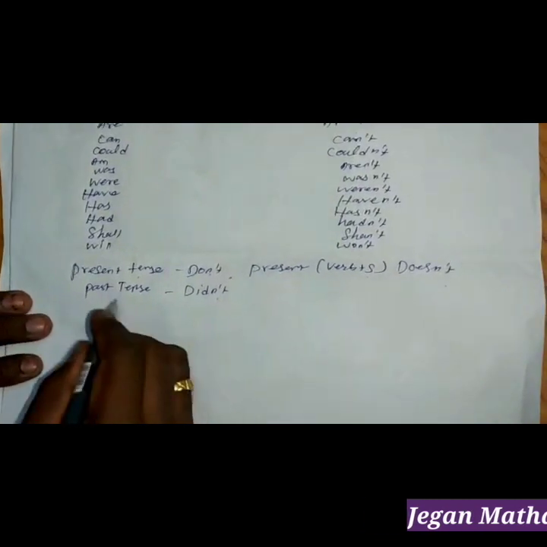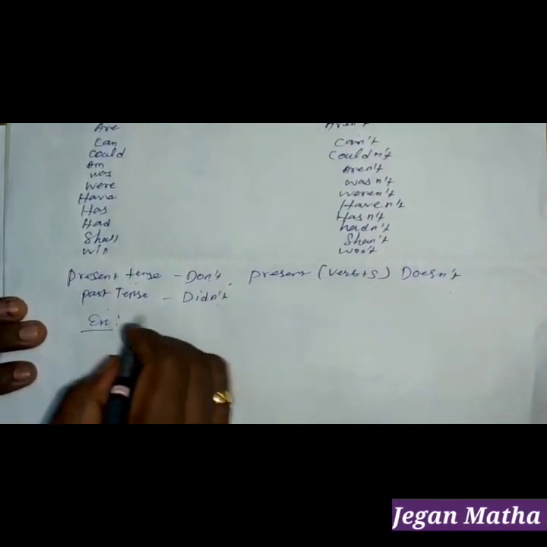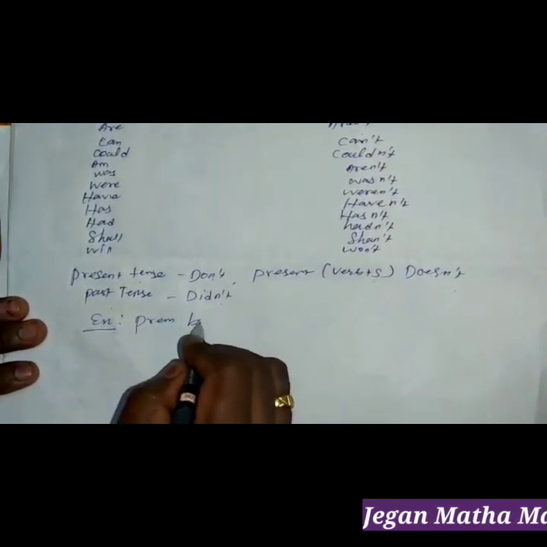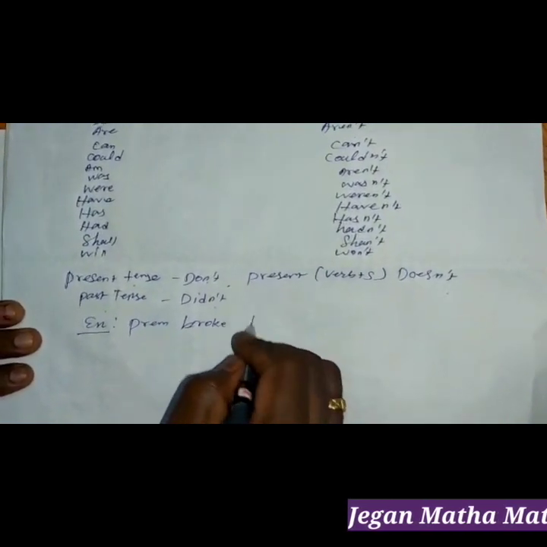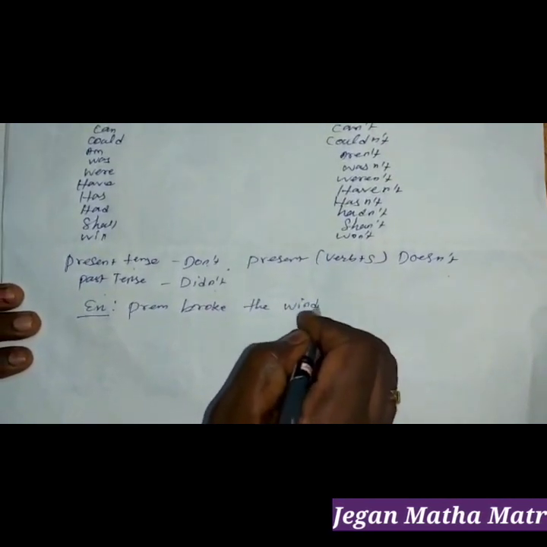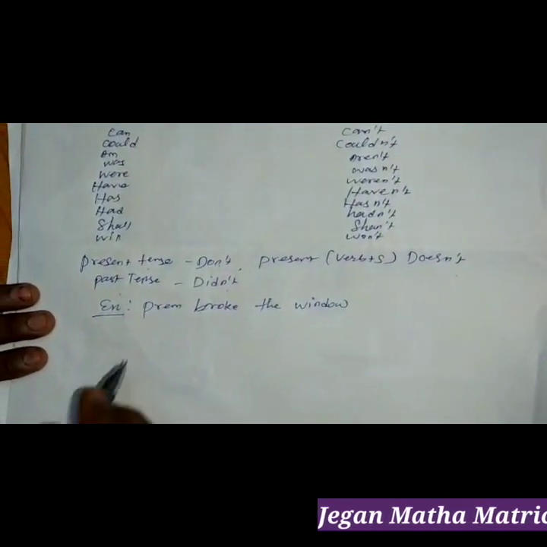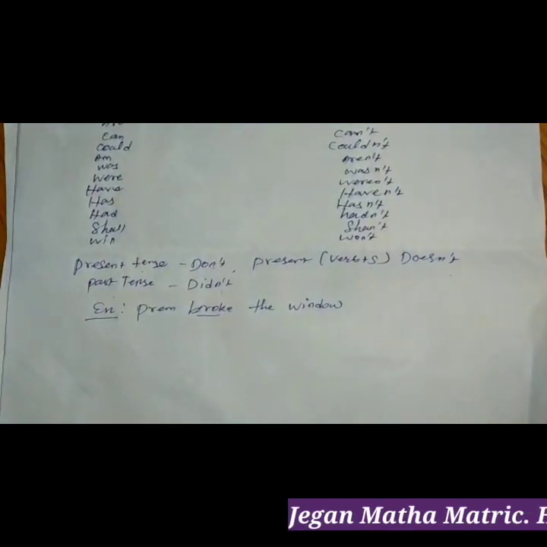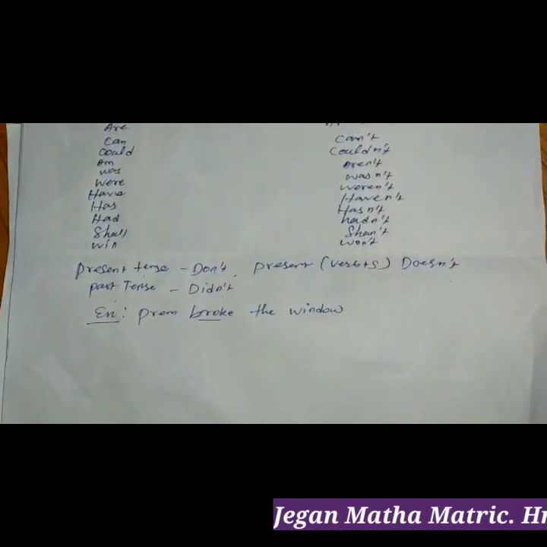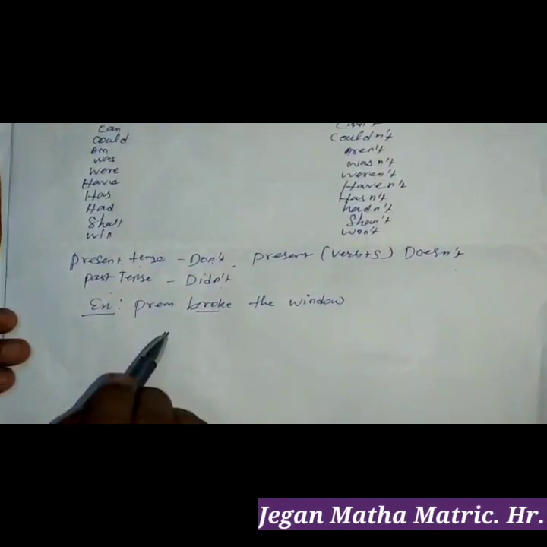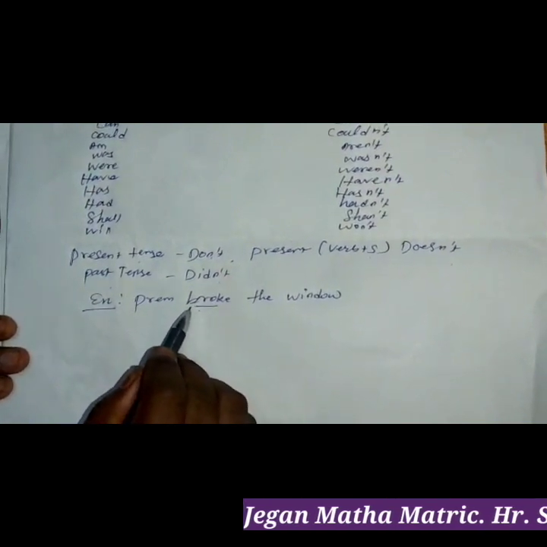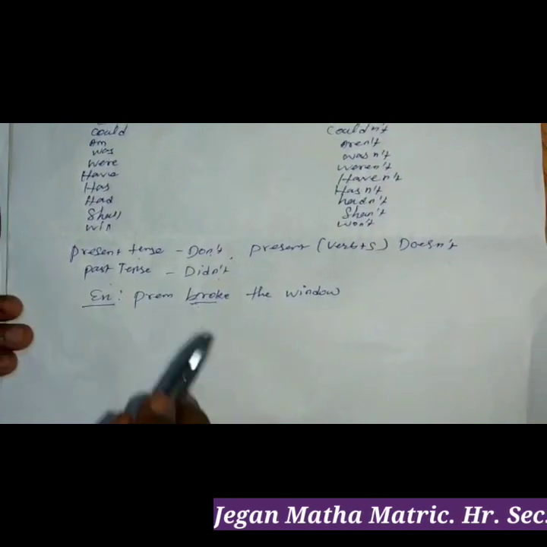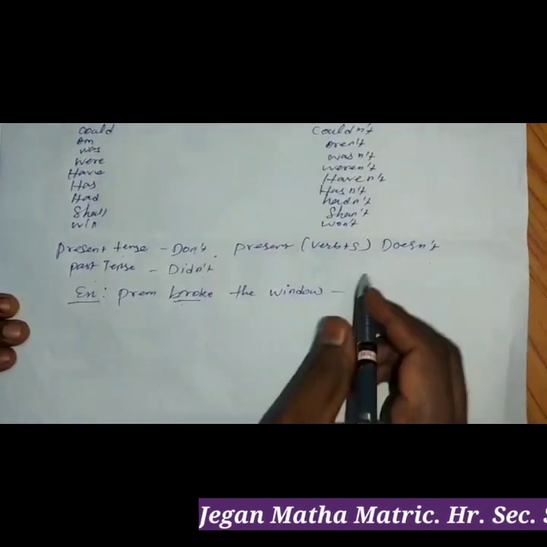Let us see an example. Prem broke the window. What is the verb here? The main verb is broke. There is no auxiliary verb. If we have an auxiliary verb, we can take it for the question tag. If you don't have an auxiliary verb, we have to consider the main verb and take the do form. Here I said if we have past tense, we can take did. So here the question tag is did.